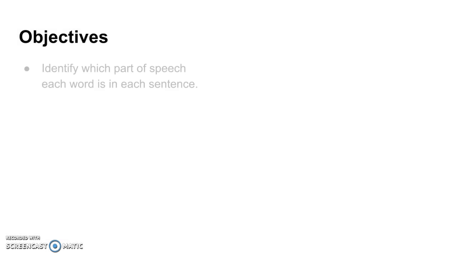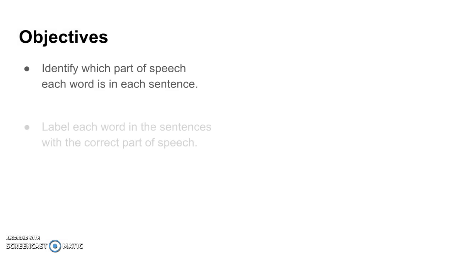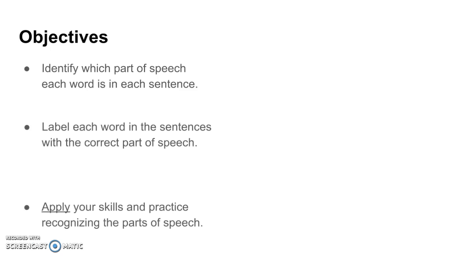So the objectives for this lesson are going to be to identify which part of speech each word is in a sentence, to label each word in the sentence with the correct part of speech, and finally to apply your skills and practice recognizing the parts of speech.